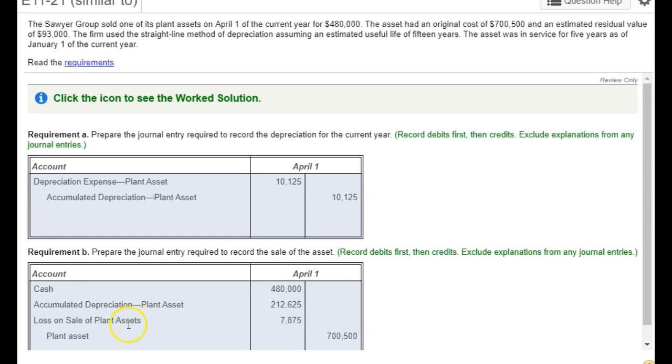If we need an extra debit, we're going to call it a loss on the sale, sometimes called loss on disposal. If we need a credit, then we would call it a gain. Gains are like revenues. Revenues have credits. So in this case, we had the loss of 7,875. We go ahead and record this. Debits equal credits. The asset is gone, the accumulated depreciation is gone, the cash is accounted for, and we are all set.